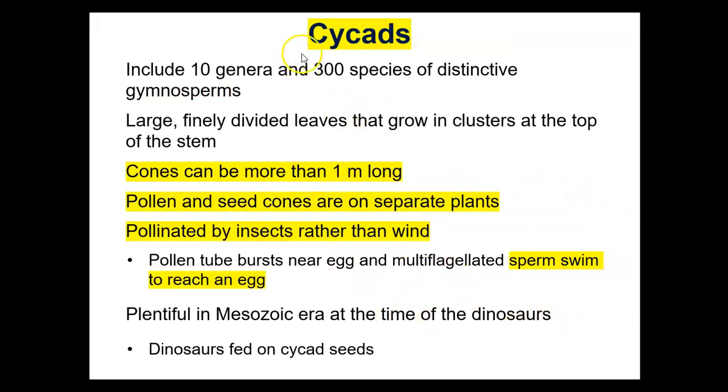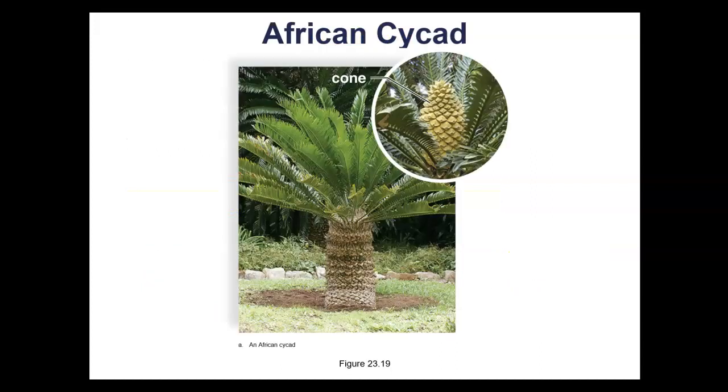Now we have 3 more groups within the gymnosperms. The cycads can have huge cones. Their cones can actually be more than 1 meter long. They have pollen and seed cones on separate plants, so we would call that dioecious instead of monoecious. They are pollinated by insects rather than the wind, and the sperm do have to swim to reach an egg. So they have to have a source of water. And this is a picture of a cycad, an African cycad, and you can see how big the cone is.